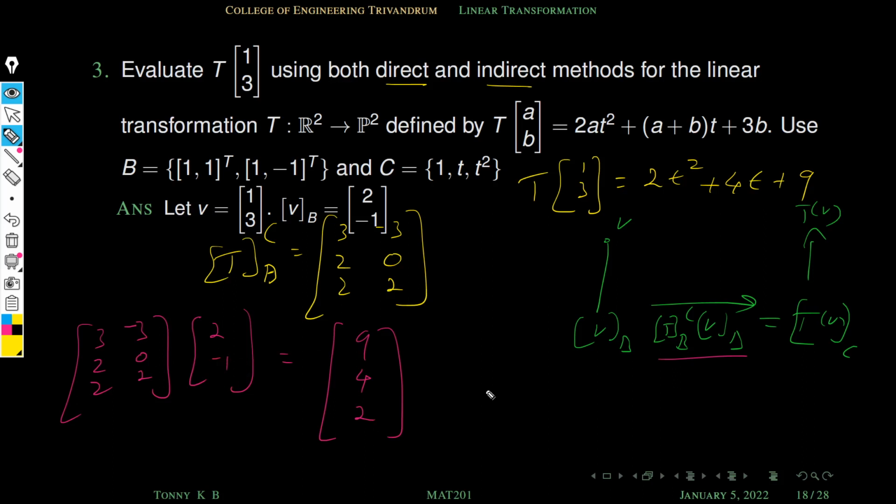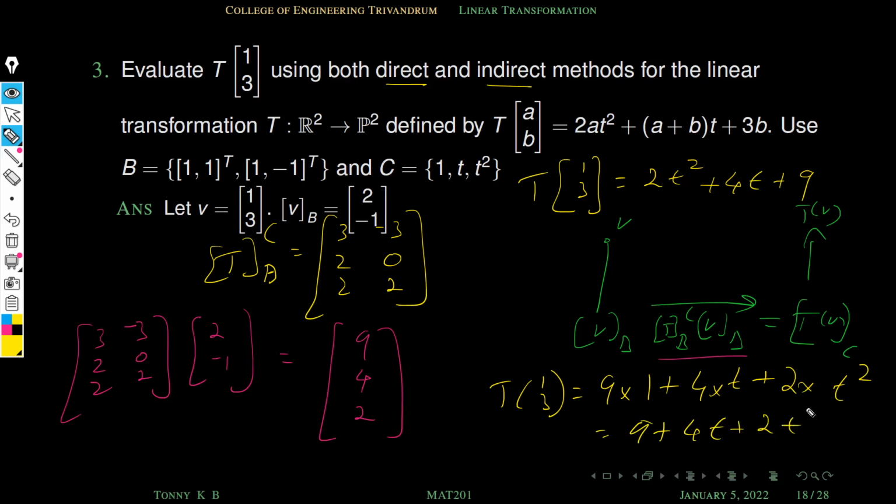Now you can reconstruct Tv. Now this matrix is (9, 4, 2). Then how to construct T of (1, 3)? That is equal to the first coordinate, 9, into the first basis element, that is 1, plus the second coordinate, 4, into the second basis element, that is t, plus the last coordinate, 2, into the last basis element, that is t square. That is 9 plus 4t plus 2t square. This is the same as this image. So this is the idea.